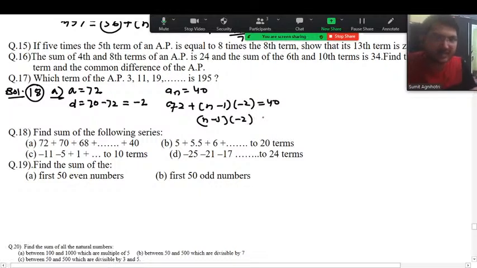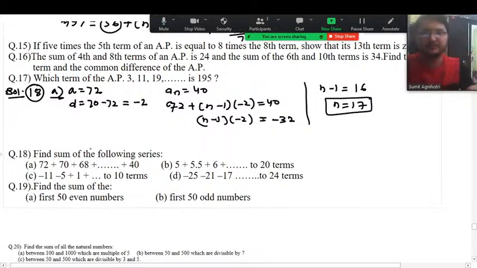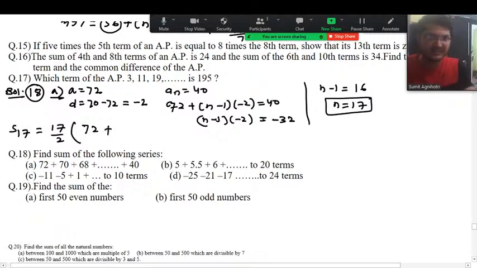I will subtract 72, which gives minus 32, and divide by minus 2, which gives 16. That's why n is 17. Now you need to figure out the sum up to 17 terms. Can you find it? The sum up to 17 terms is n over 2 multiplied by first term plus last term. What is the last term? The last term is 40 here. If I add both, I get 112.